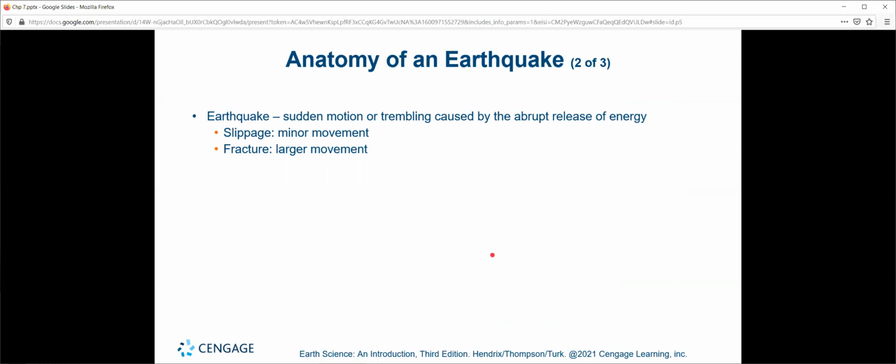So, an earthquake. We can define an earthquake as a sudden motion or trembling caused by an abrupt release of energy. The amount of energy and the way it's released differs greatly with respect to the earthquakes. Within that idea, we can have slippage and we can have fracturing. Slippage, you could define as a minor movement, a little bit, a slipping, right? We know what it means to slip. You can slip in some wet water and still catch yourself. If you fracture your leg off of the fall, you probably fell a lot harder, right? You don't slip and fracture your leg, do you? The 2 different actions there.